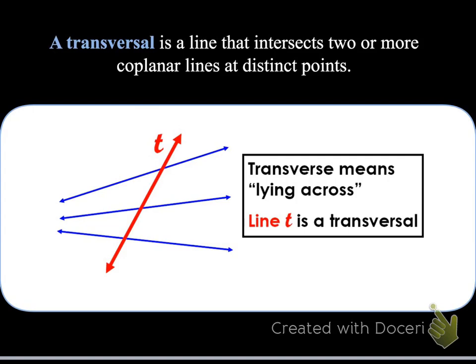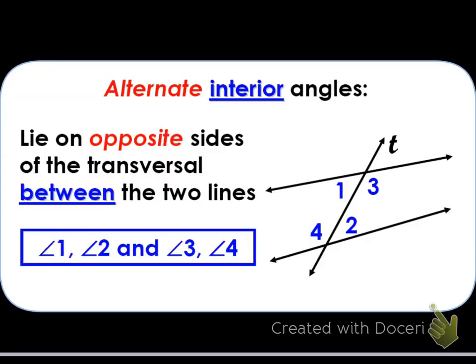Okay, a transversal is a line that intersects two or more coplanar lines at distinct points. So it's a line that's going to be intersecting. A lot of times we're going to see two parallel lines, and we're going to call that a transversal.